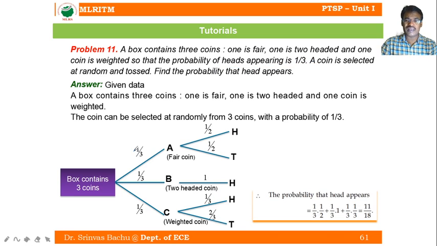Therefore, the probability that head appears when selecting a coin randomly and tossing it: suppose I toss this coin, the probability of this coin is 1 by 3, head appears with 1 by 3, so 1 by 3 into 1 by 3. Or this coin is tossed, head probability 1, so 1 by 3 into 1. Or this coin is tossed, head probability 1 by 3. So simplify this, we get the probability that head appears. Now 3 coins are there, one coin is selected randomly and tossed.